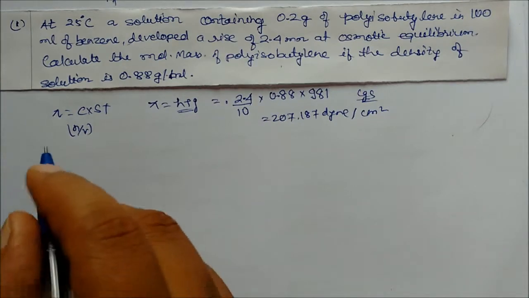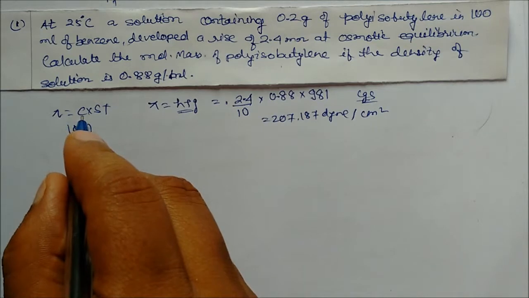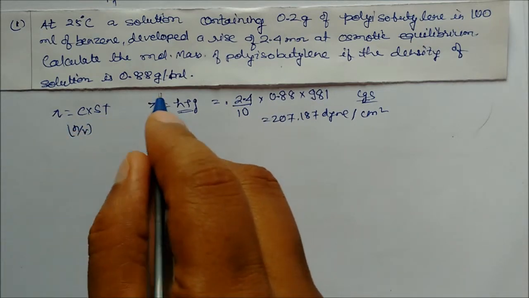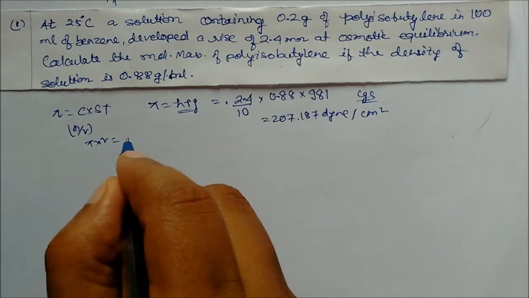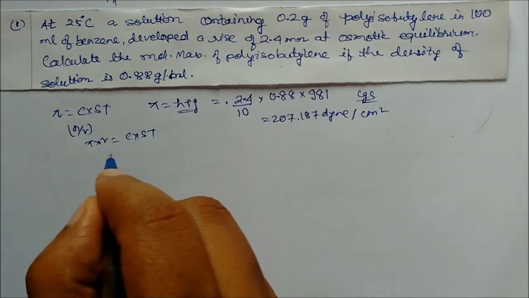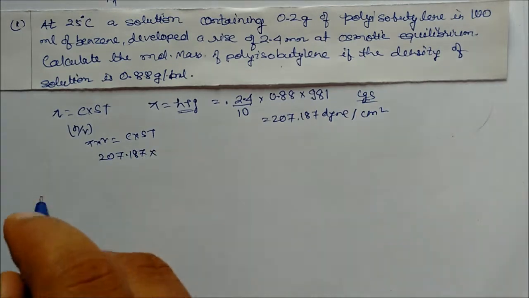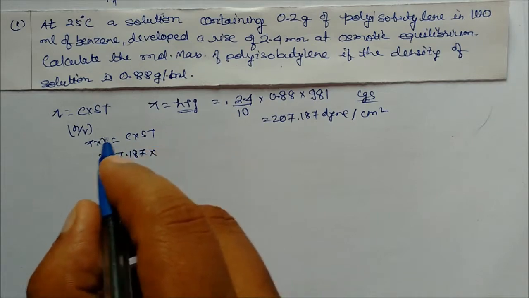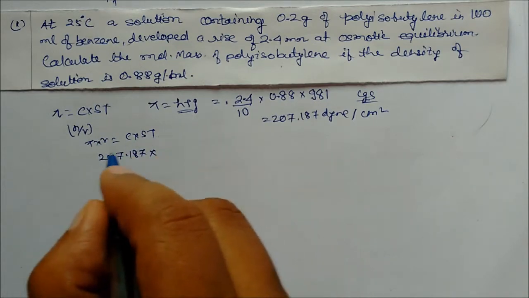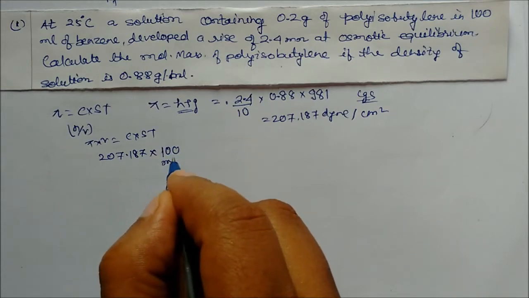Now we can put this value here. Pi equals C into S into T, so we can write pi into V equals n into S into T. Pi is 207.187, and what is the volume of the solution? The volume of the solution is given as 100 ml.